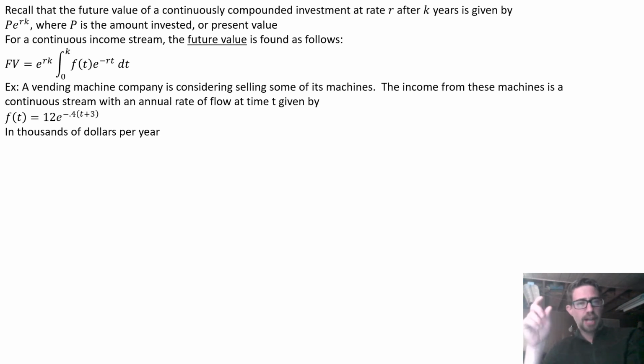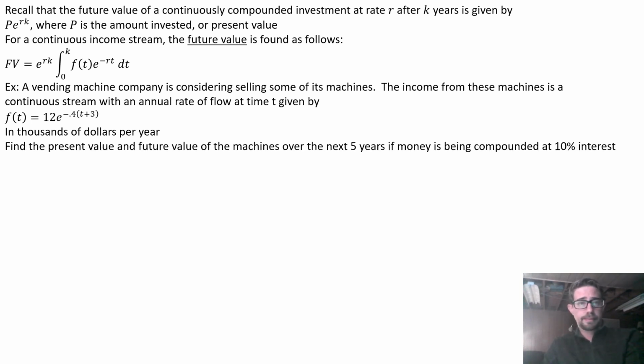It's in thousands of dollars per year. That shouldn't really matter, except at the very end, remember to put in that many thousand. Like if you get 60 for an answer, well, no, it's 60,000. But for now, we just proceed. So we want to find the present value right now, and then the future value over the next 5 years if we're making 10% interest, which is pretty good. So buckle up, this one gets a little nasty.